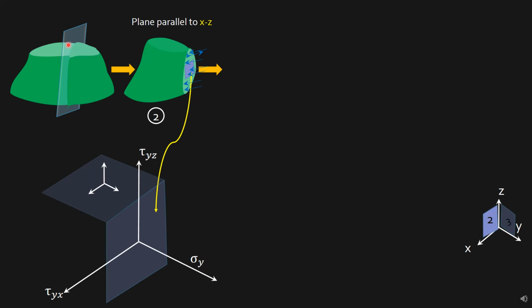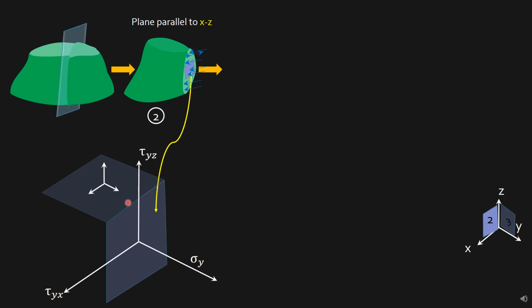From the point in the body through which we passed the earlier plane, we will pass plane number 2. It will cut the body in two halves, so there will also be a development of internal resisting forces, and these internal resisting forces are trying to keep the body in equilibrium. Now on this plane, you will also have directions which are parallel as well as perpendicular to it.